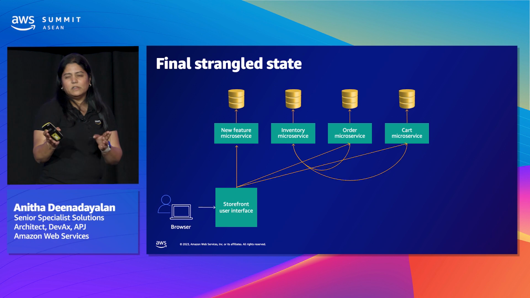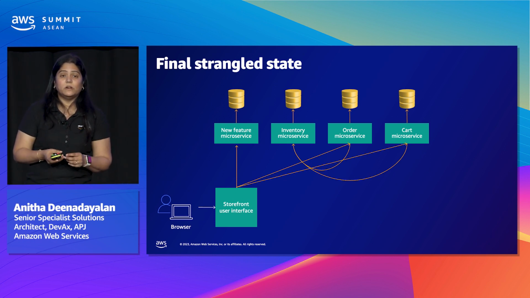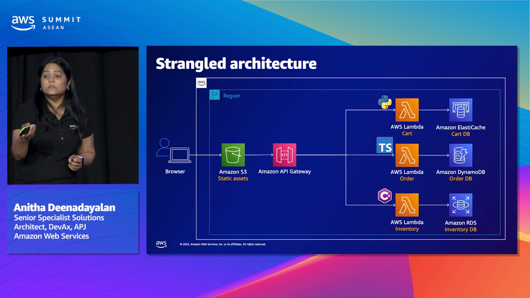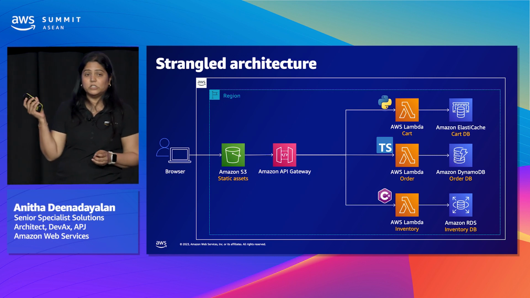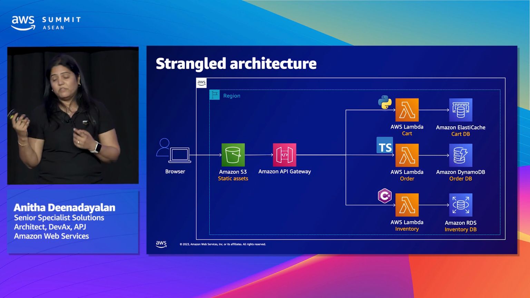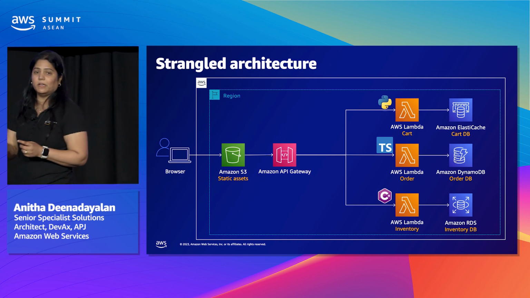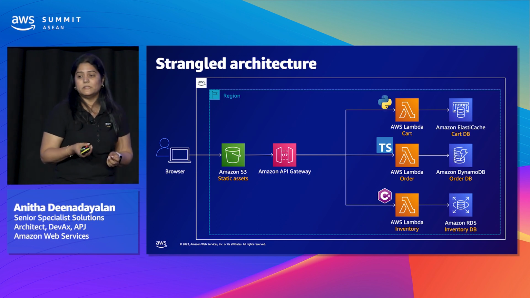I'm sorry, I'm going a little bit fast here because the next thing I want to talk about is the complexity of distributed architectures. So that's a little bit more important. The strangled architecture will look something like this. If you see here, the Lambda functions themselves are implemented in different technologies. And I'm using a different database for the different microservices. It's sort of intentional because I wanted to talk about polyglot persistence.